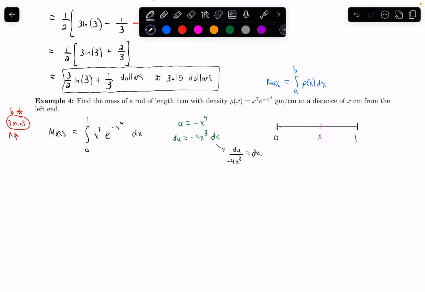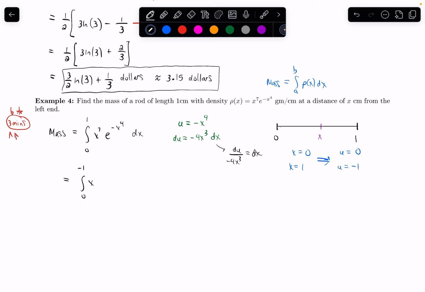Okay. So right now I'm getting that x is 0 and x is 1. We're going to plug both of these into our u sub. So 0 plugged in gives me that u equals 0. If I plug in 1, I get u equals negative 1. So the bottom limit is now 0, and the upper one has become negative 1.